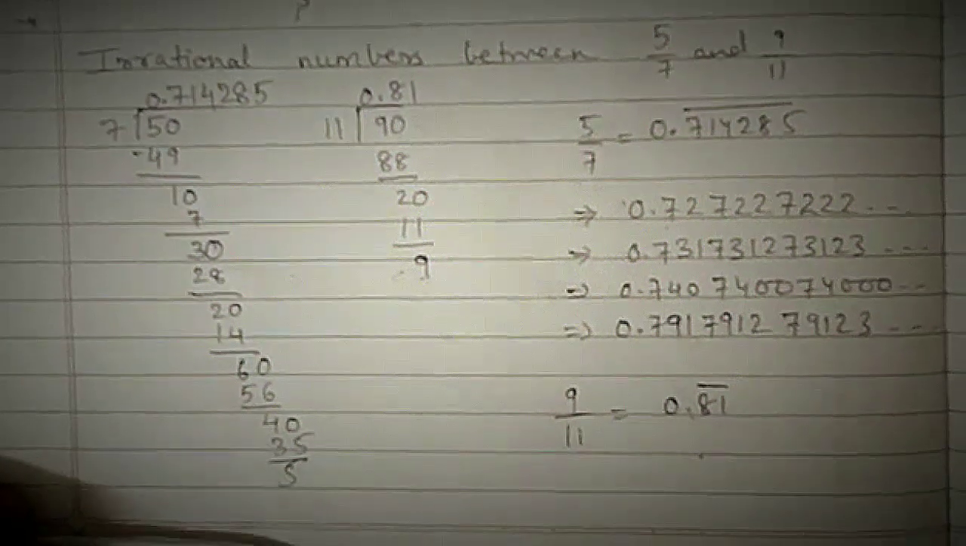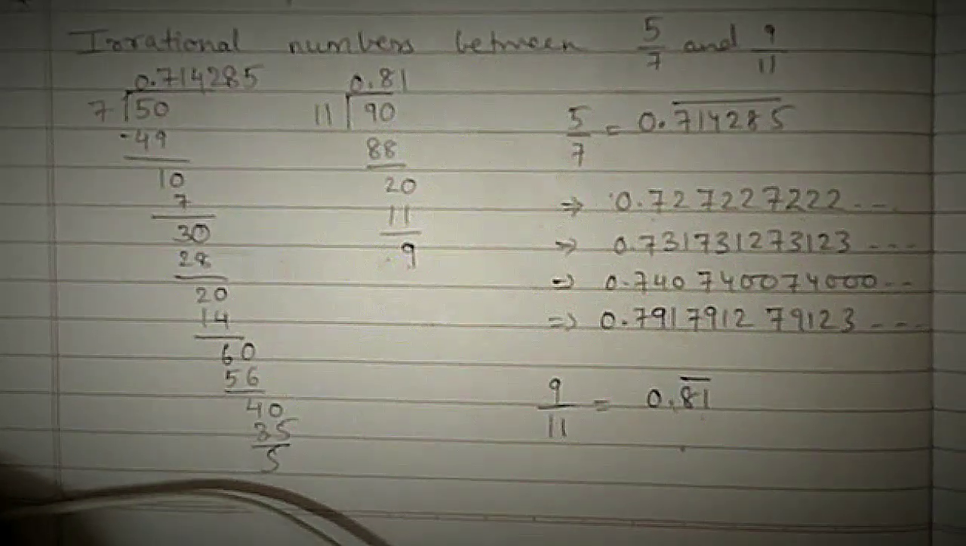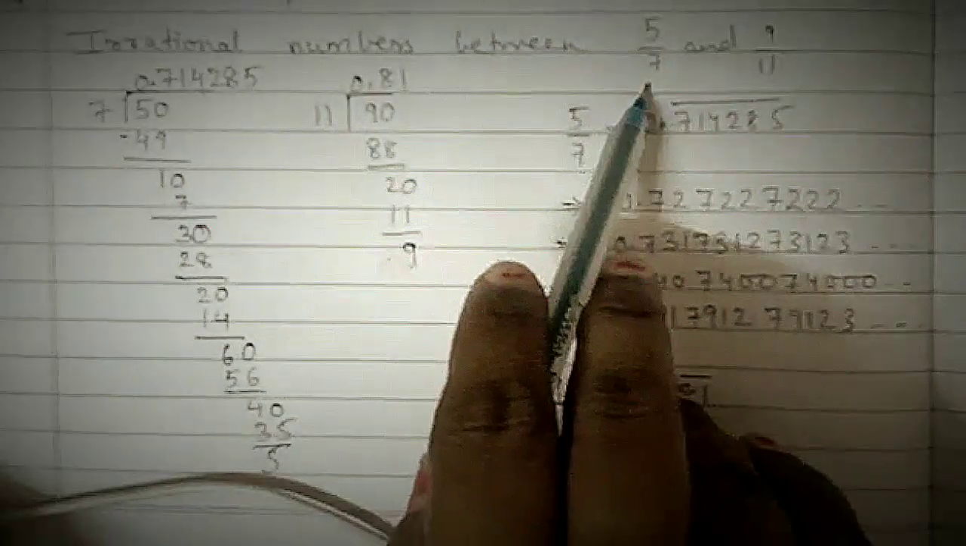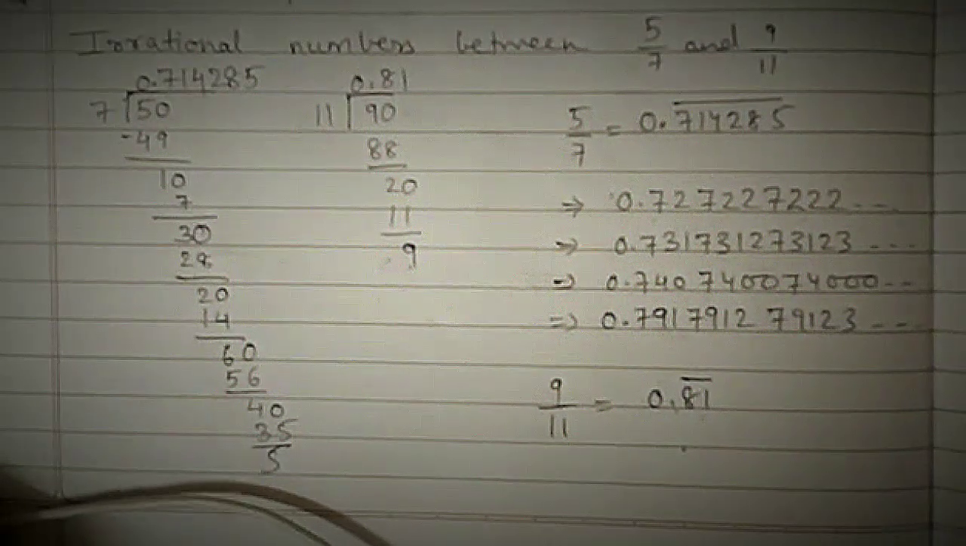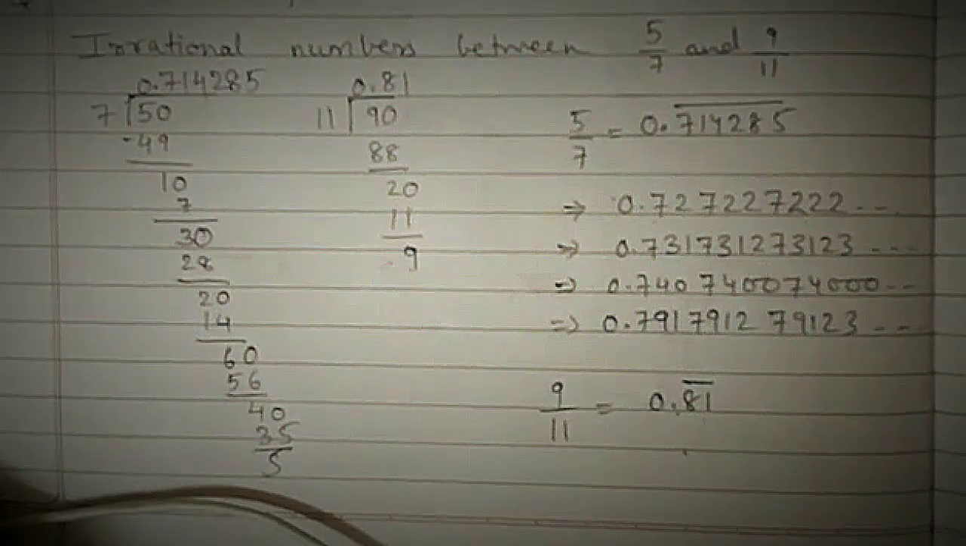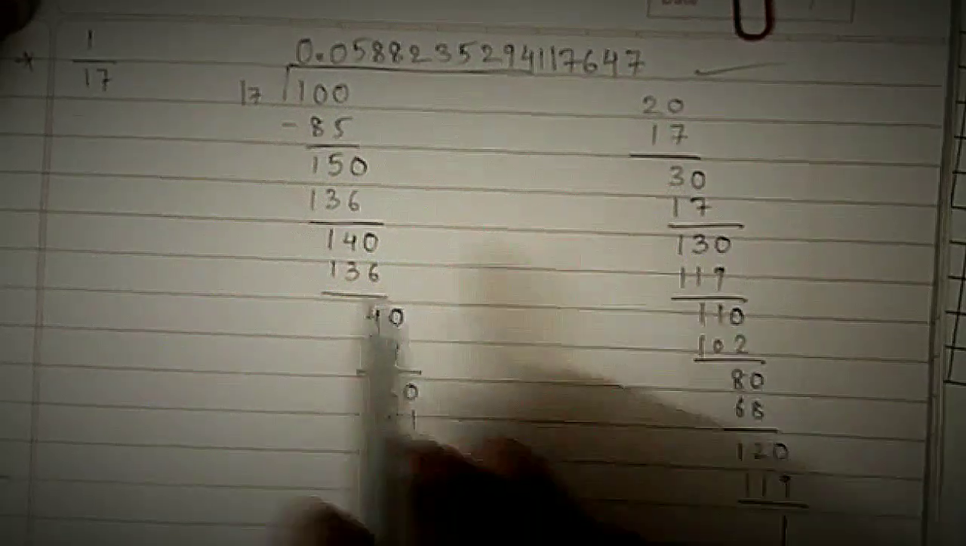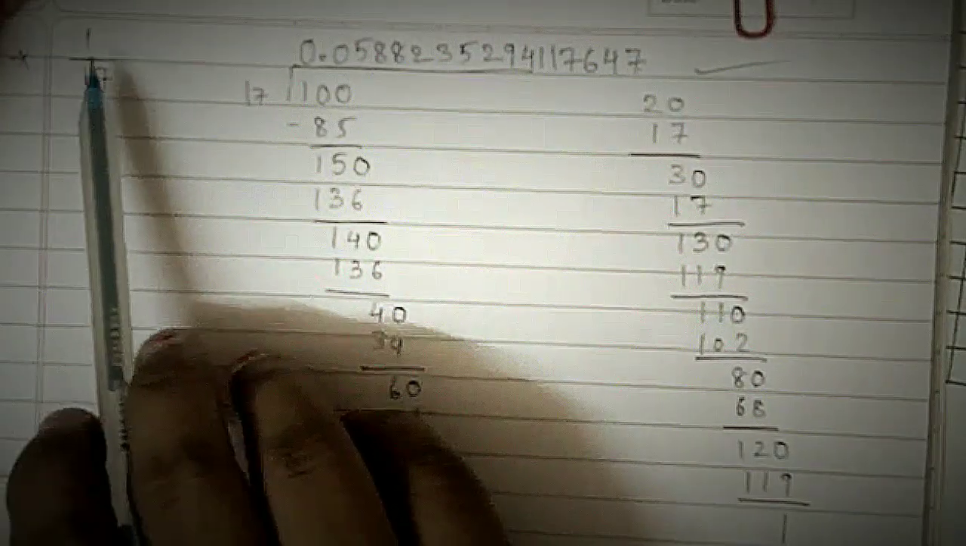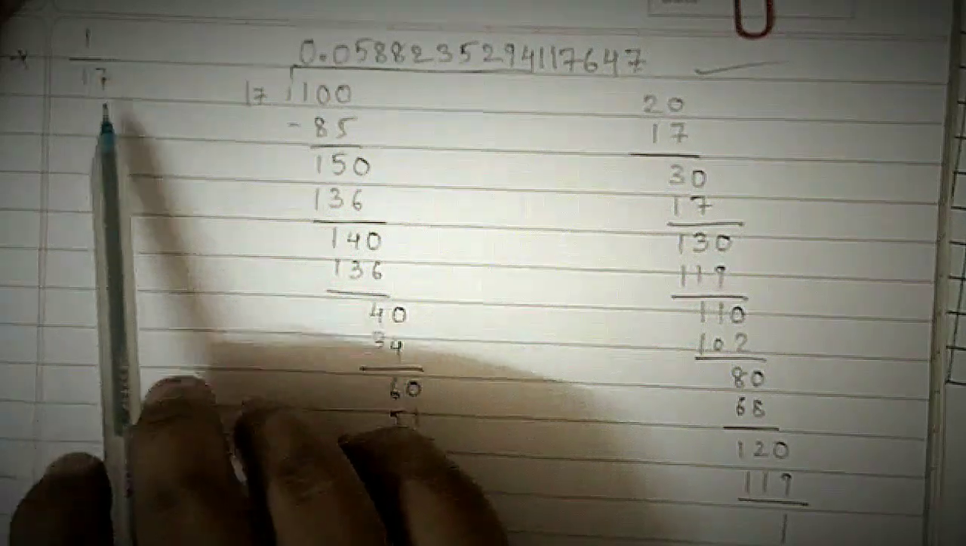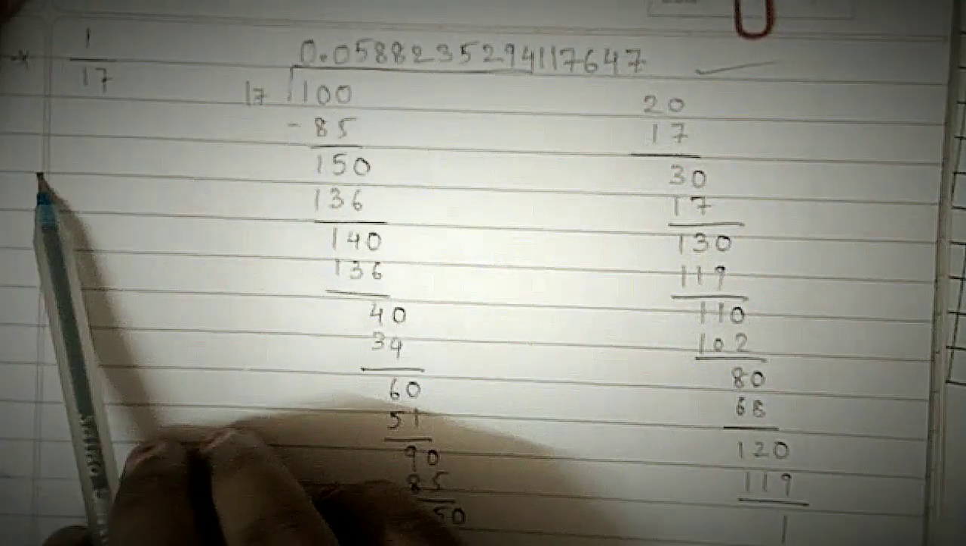So the actual method is, you need to first find the decimal form of the rational numbers and then find the irrational numbers. Same way we have one more question: to find the decimal expansion of 1 upon 7.